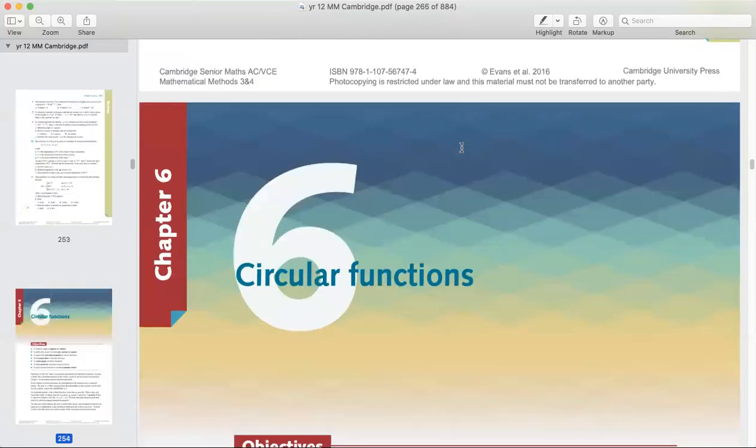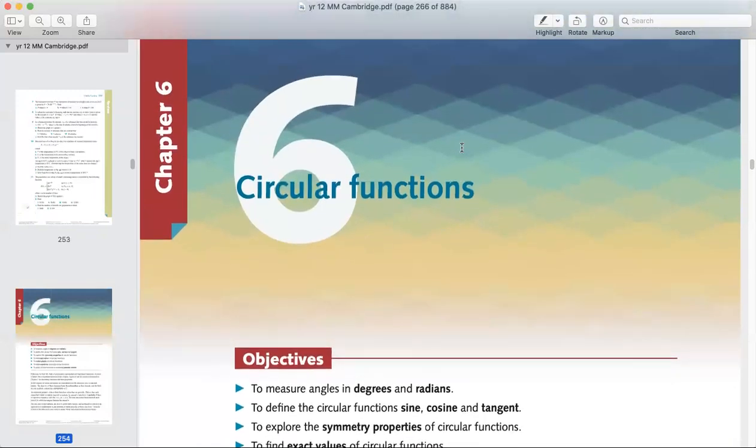Okay? So for the next chapter, chapter 6, we're going to cover the circular functions, which is another really important part of our Math Methods.